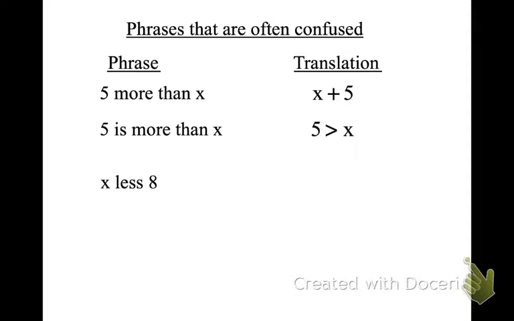X less 8 is x minus 8. X less than 8 means 8 minus x. When you have "than," you flip-flop the terms, right? There's no "is," so it's not an inequality.